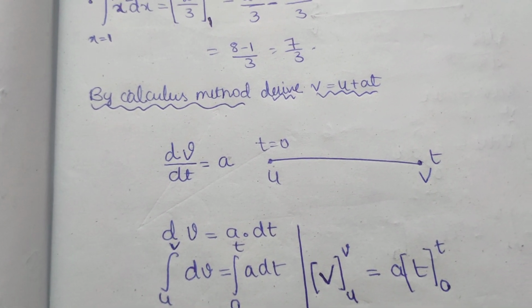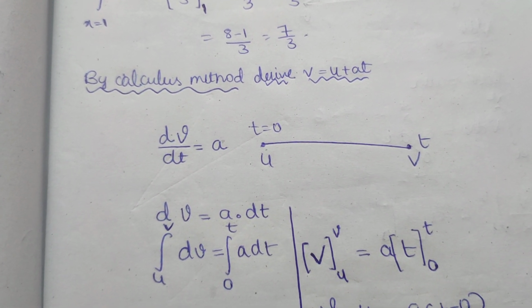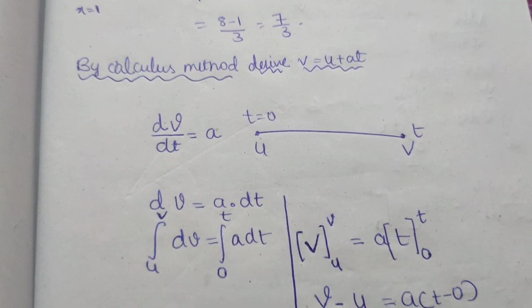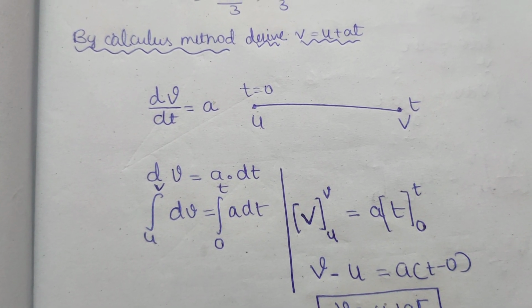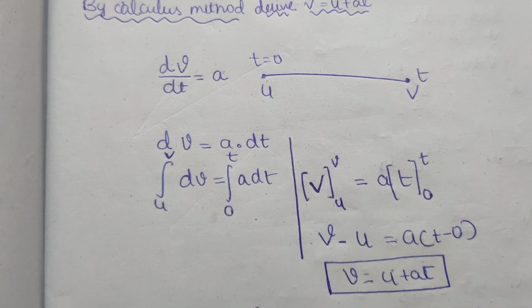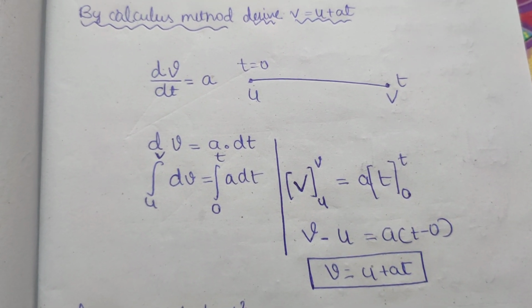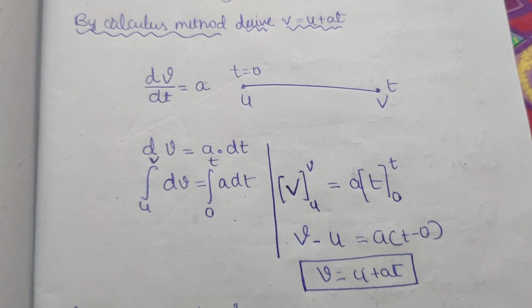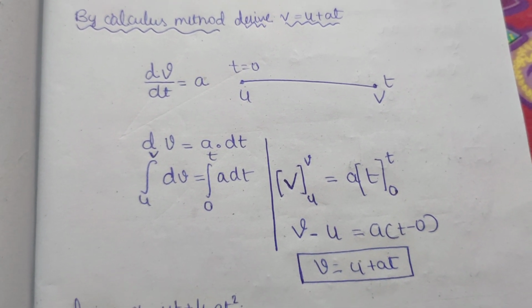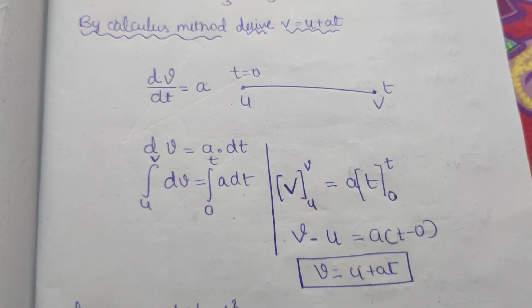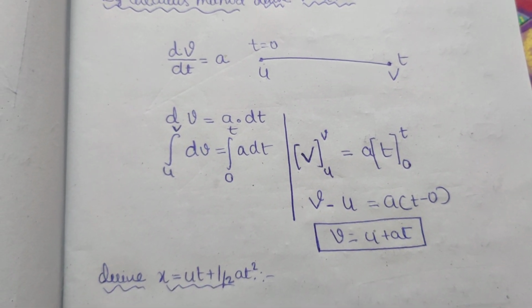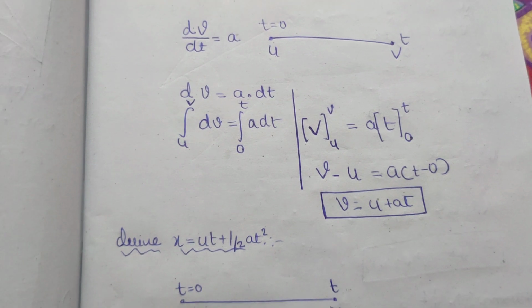By the calculus method, we derive v = u + at. Then dv/dt = a. Here dv = a dt, here we integrate, and here the limits are there. Then the integral of a dt gives v, with u and v as limits. A is constant, so it is out of the bracket. Then t from 0 to t, v - u = a(t - 0). So we'll get v = u + at.